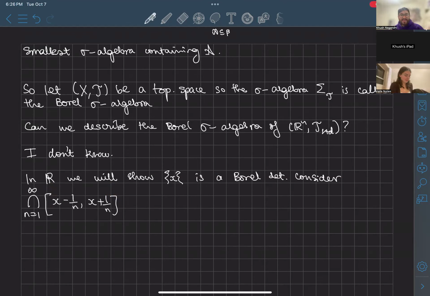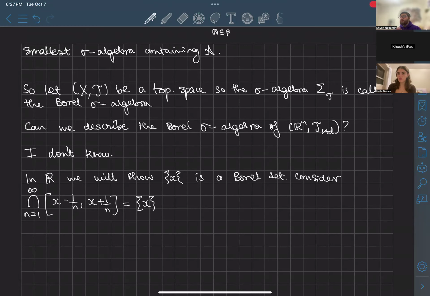Now I can use the nested interval theorem, because I know that the diameter of this set is 2 over n. As n goes to infinity, this diameter goes to zero, and all of these intervals are contained within each other. So I know that this intersection must be the set {x}. Okay, so points are Borel sets.